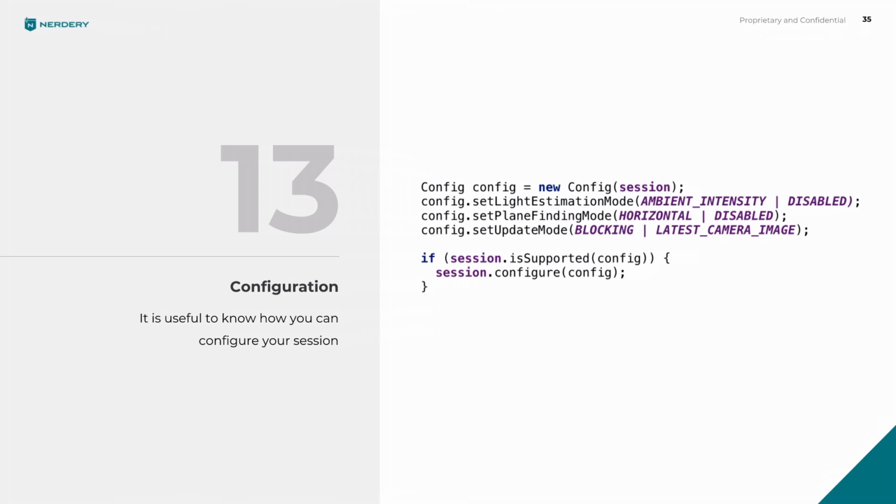The third configuration option is maybe a little bit more interesting, and that is your update mode. So there are 2 different update modes. One is blocking, and the other is latest camera image. Defaults to blocking. Blocking just means I'm going to ask you for information. Give me information when you get new information from the camera.